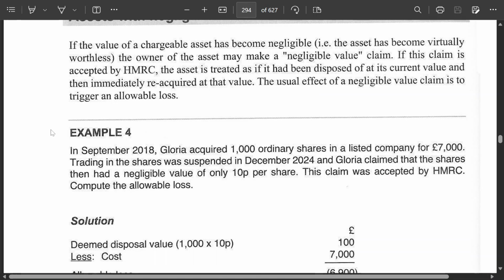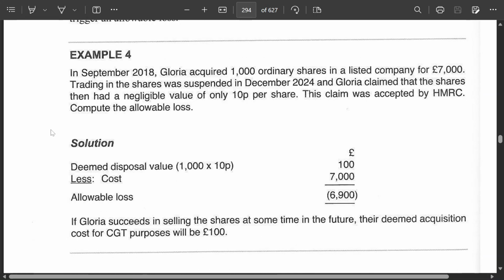Here's the Gloria example, negligible value. See this example, what happens? She has 1,000 shares. She bought them for 7,000, but now because the company must have got into trouble and the shares were suspended, trading is suspended, she's claiming that the share value is 10 pence.